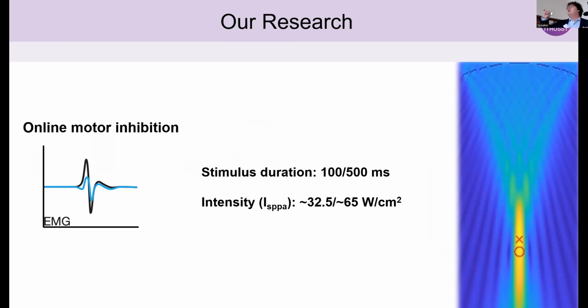So here we're going for online motor inhibition, and we've also included a kind of cut up version of that stimulus duration dependent effect. We're applying TUS at 100 and 500 millisecond stimulus durations. Our hypothesis there is that 100 will not significantly attenuate MEP amplitude, while 500 milliseconds will. Then we also decided to conduct a novel investigation. I think we made that decision just alongside Talika at the same time, to also look at stimulation intensity. So we applied stimulation intensities, spatial peak pulse average, at around 32.5 and 65 watts per centimeter squared.